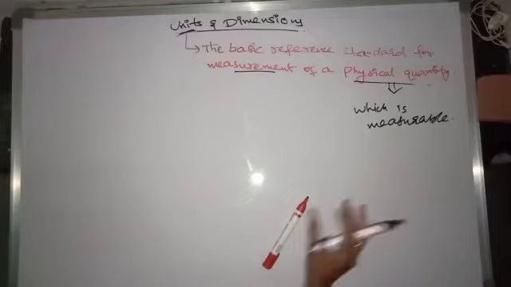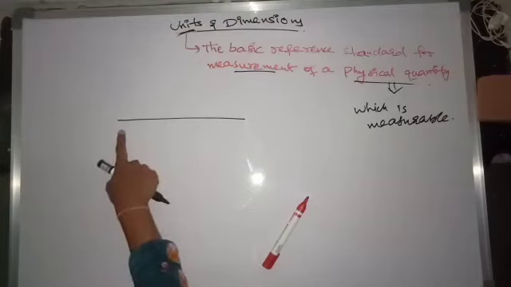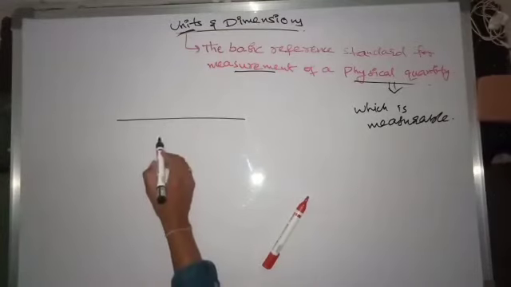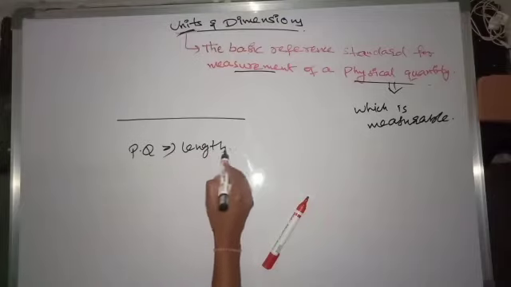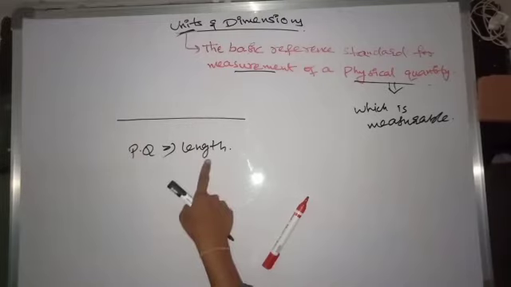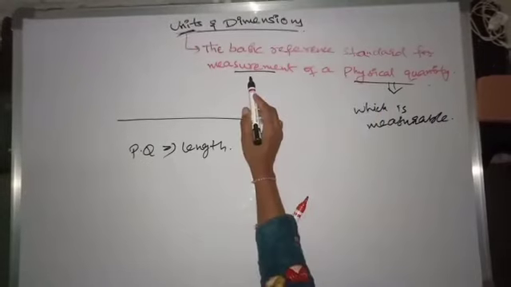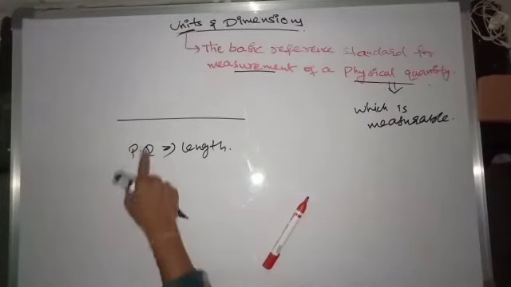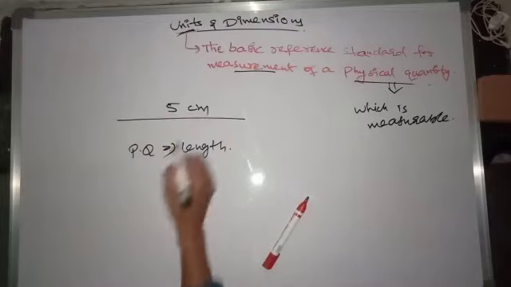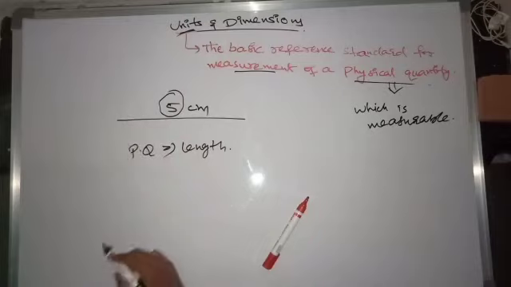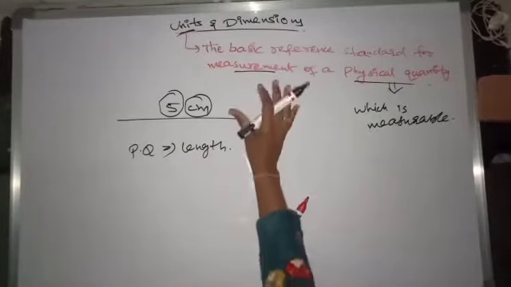Physical quantities will be measurable. For example, I have taken a line and I want to know the length of this line. Here the physical quantity is length. See, what are units actually? The basic reference standard for measurement of a physical quantity. If the length of this line is 5 centimeter, 5 is nothing but magnitude, a number, and centimeter is the reference standard I am using.